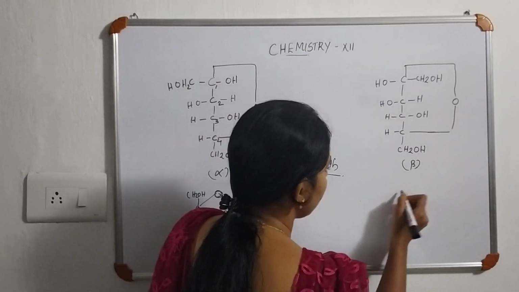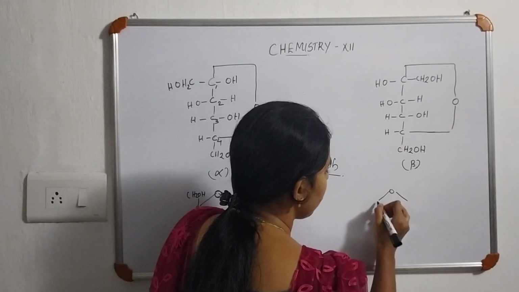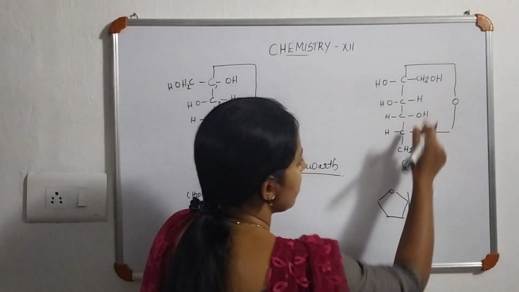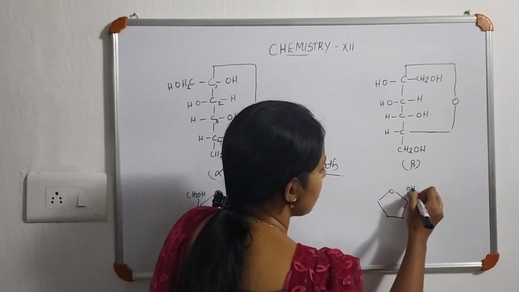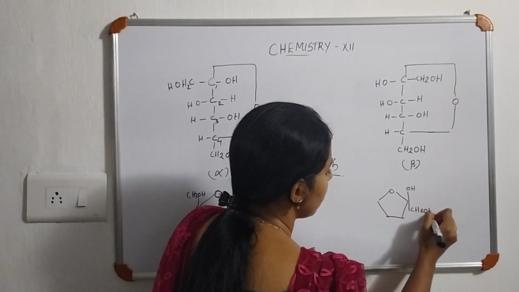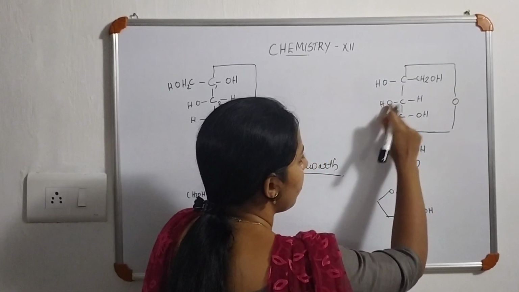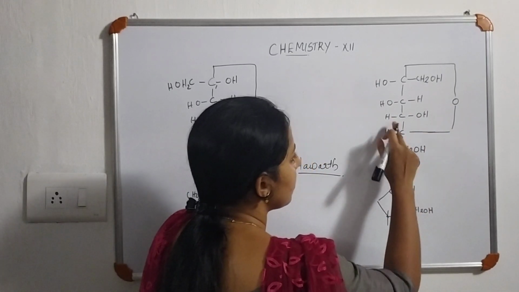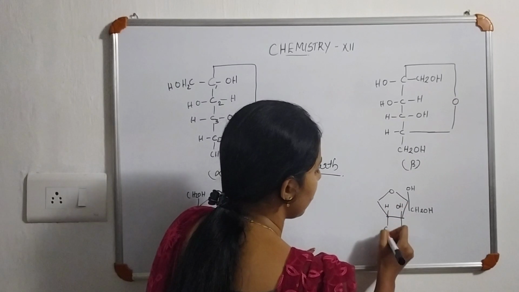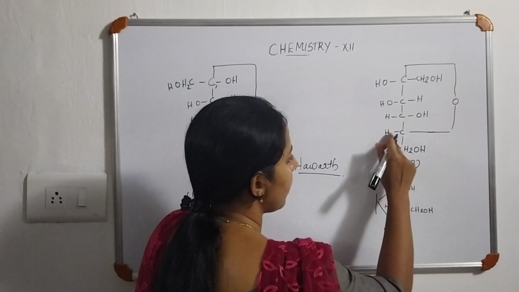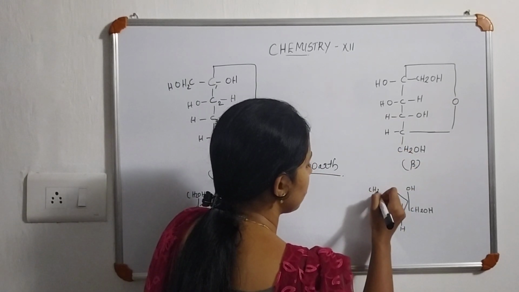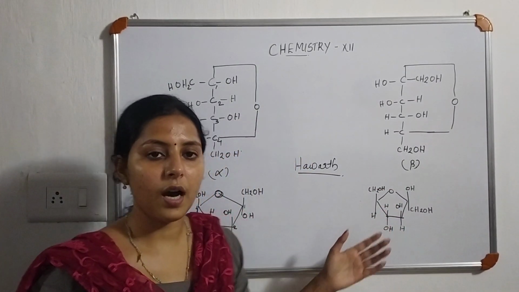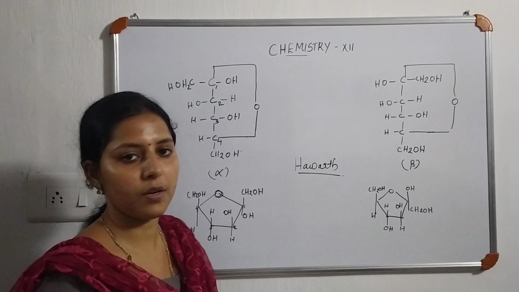Again, for beta, draw a 5-membered ring with an oxygen, and on the first carbon the configuration is OH, CH2OH. The second carbon OH, H. Third carbon HOH. Fourth carbon CH2OH, H. So these are the Haworth structures of fructose.